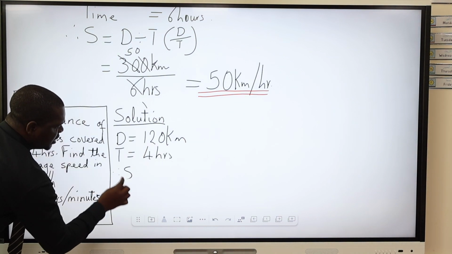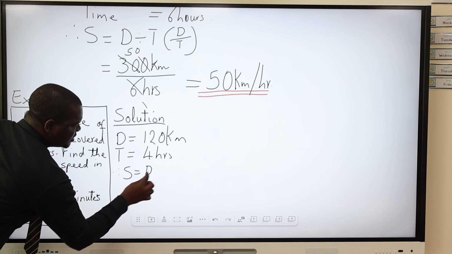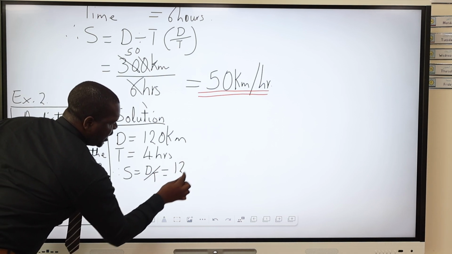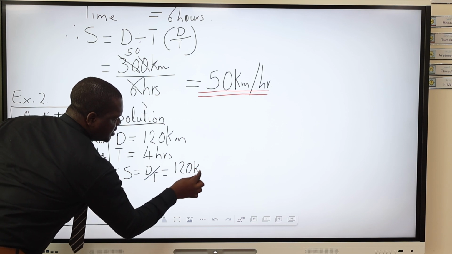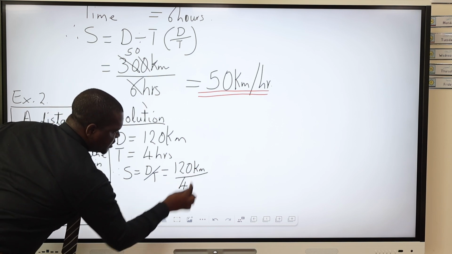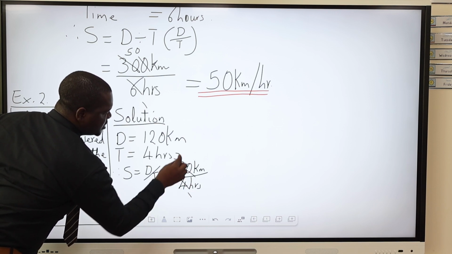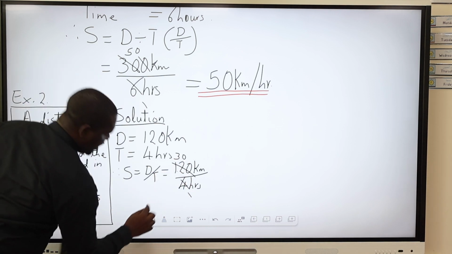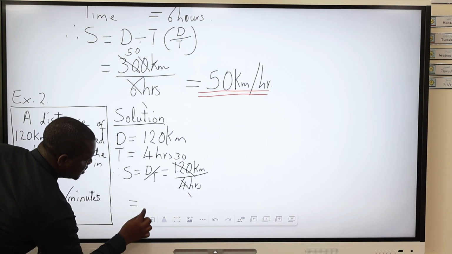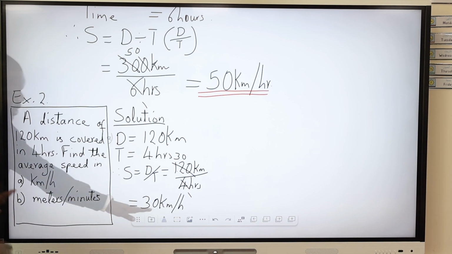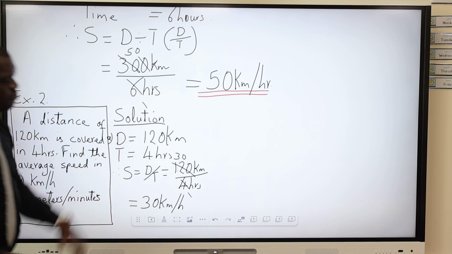Therefore, speed is equal to distance divided by time. That is 120 kilometers divided by 4 hours. 4 into 12 is 3 times, and 0 follows here. So that our average speed is 30 kilometers per hour. This is A. Now let's convert this to meters per minute.